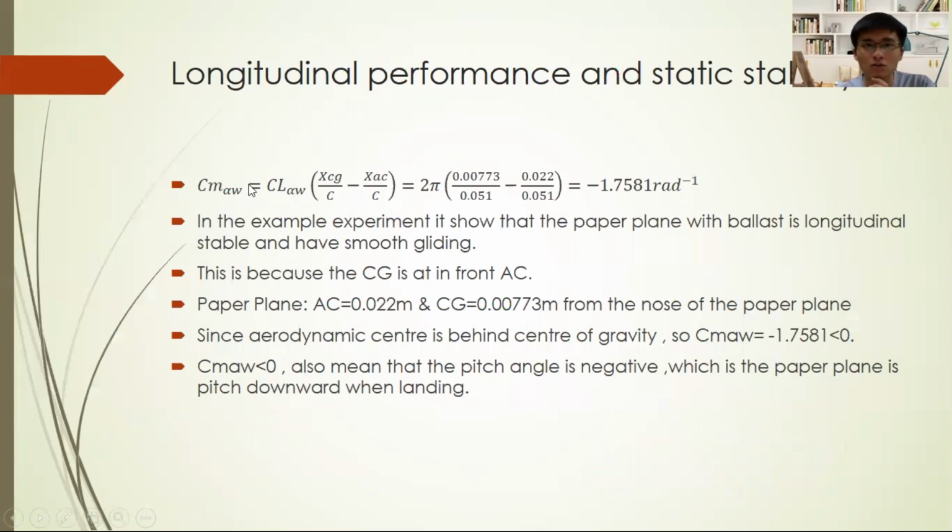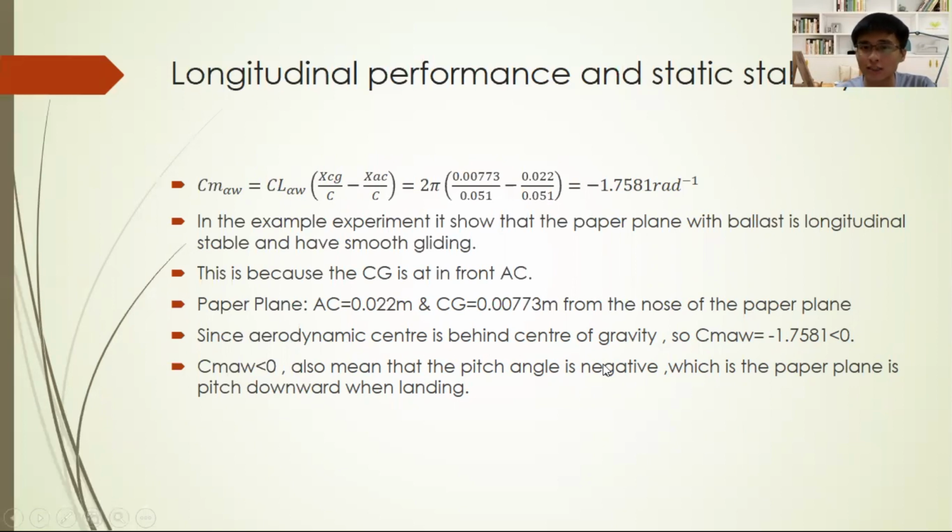After that, I did some longitudinal performance calculations. So I get the Cm alpha. Cm alpha is dCm over d alpha, where Cm is the pitching moment. I get a negative value. Negative means, first, that my aerodynamic center is behind the center of gravity.